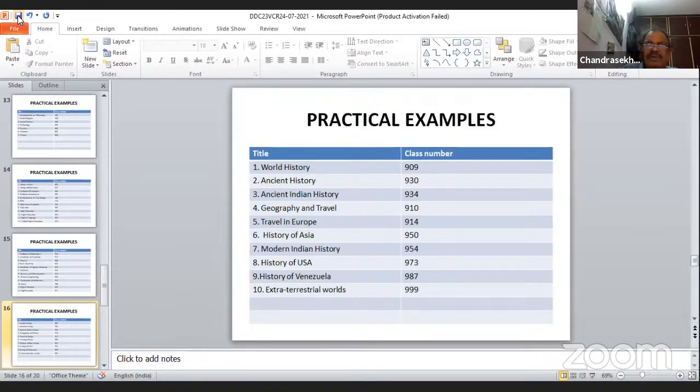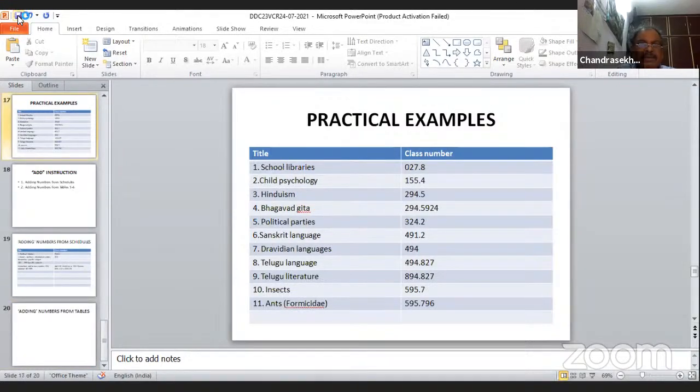987 is history of Venezuela. Extraterrestrial worlds other than this earth: there may be some worlds beyond the earth, so they are given 999. Life may be there on other planets. So extraterrestrial worlds. Then some more examples I gave you yesterday.